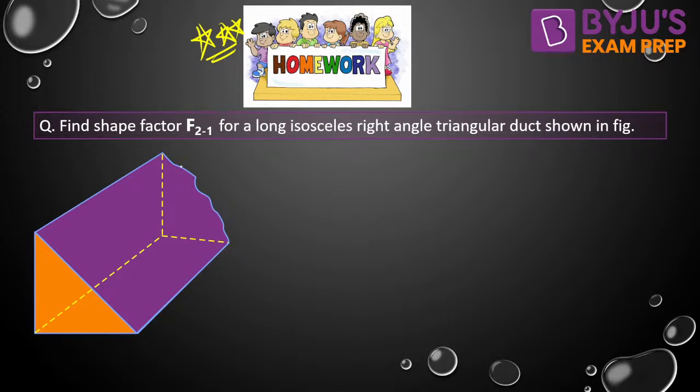The question is: find the shape factor for a long isosceles, this side is same as this side, this is also A, this is also A, of a right angled triangular duct. This is a right angled triangle. And the surfaces are, this is surface 1, this is let us say 2, this surface is let us say 3. This is the enclosure. We need to find out shape factor F22, F21 will be how much. This is your assignment question.